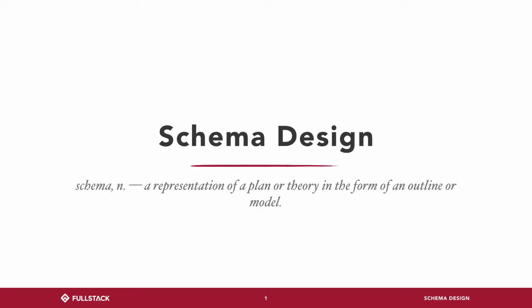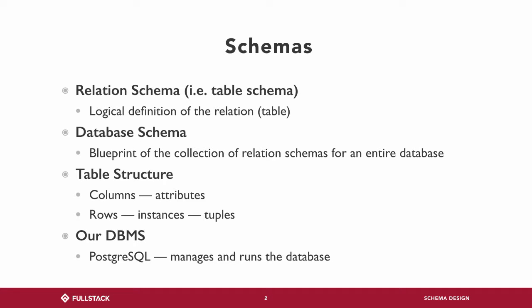Okay? So when we talk about the design of our database, the relation schema, we could talk about how our table is defined, the schema of our table, and then we can look at what the schema of our database is overall. When we look at our table structure, we've seen that we're dealing with columns, which tell us what the attributes are. When we think about rows of a table, we can think about them as being instances. And our database management system is managing this whole process.